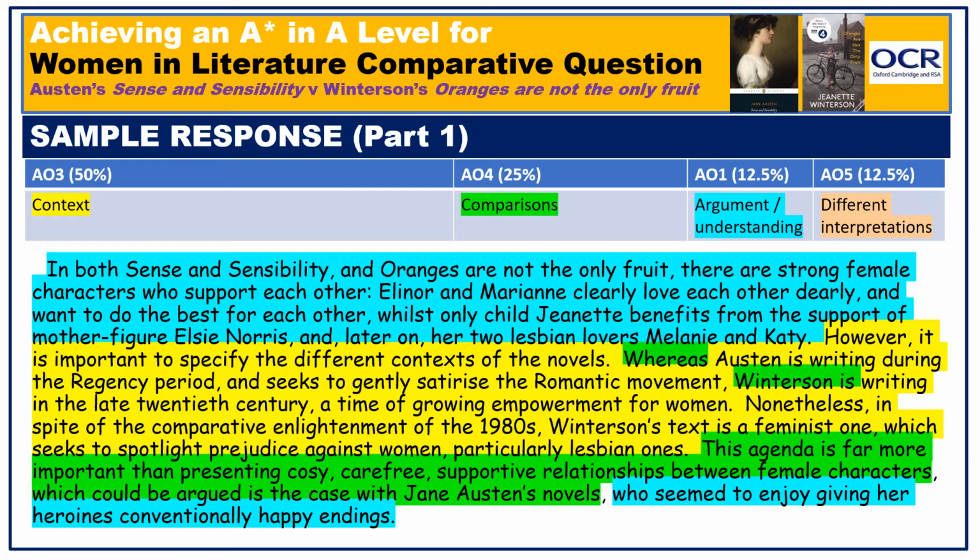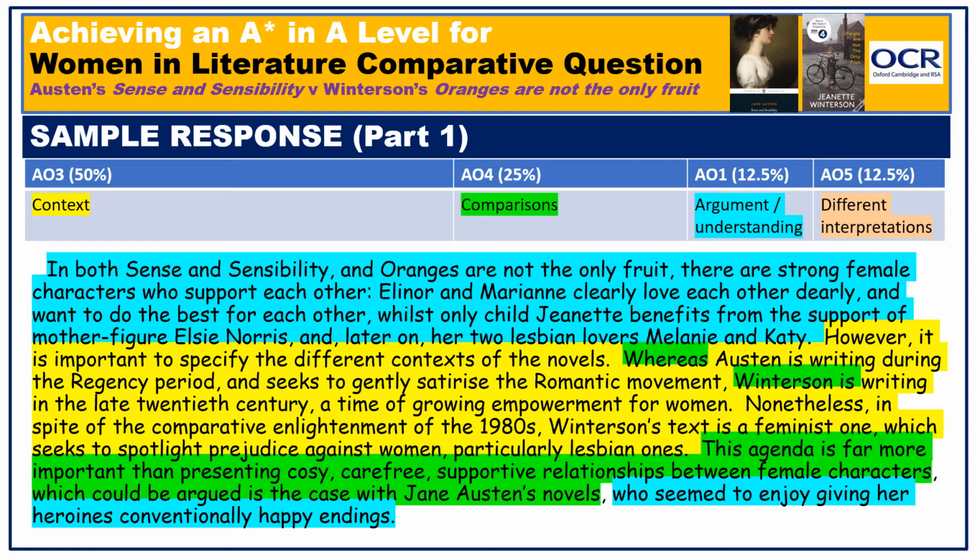In both Sense and Sensibility and Oranges Are Not the Only Fruit, there are strong female characters who support each other. Eleanor and Marianne clearly love each other dearly and want to do the best for each other, whilst only child Jeanette benefits from the support of mother figure Elsie Norris, and later on, her 2 lesbian lovers, Melanie and Katie. However, it is important to specify the different contexts of the novels.